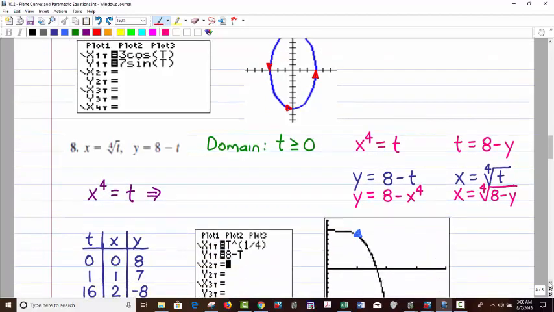Now here's another one. x equals the fourth root of t, and y equals 8 minus t. Of course, the domain here would have to be t greater than or equal to 0. Let me get rid of that.